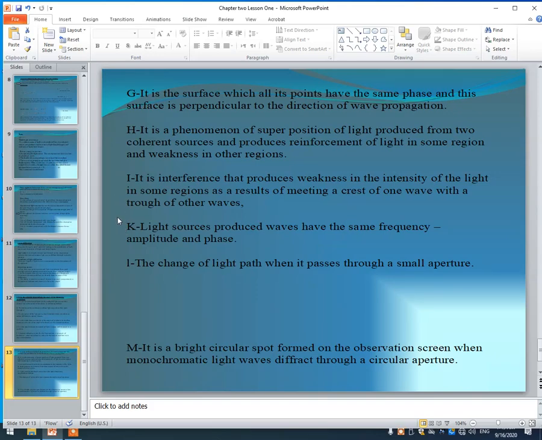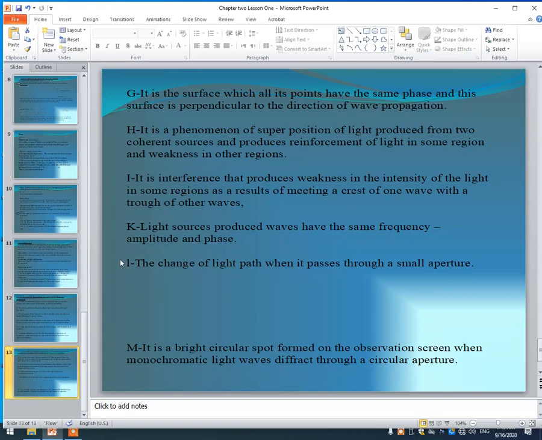Light sources, the next question. The light sources produce waves that have the same frequency, amplitude, and phase. These sources are called, yes, we studied this. Try to think, what are these sources? These sources are coherent sources.